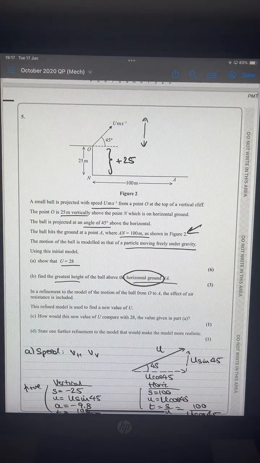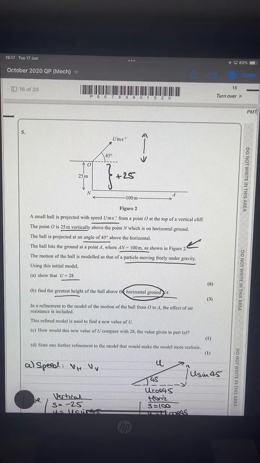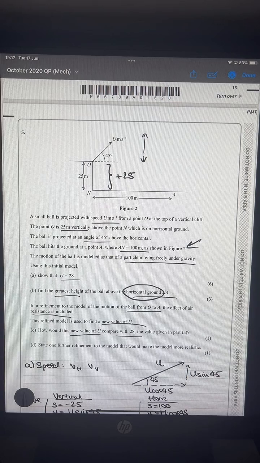In a refinement to the model of the motion of the ball from O to A, the effective air resistance is included. This refined model is used to find a new value of U. How would this new value of U compare with 28? All right, so now we've got to think. Do you guys want to let me know straight away what you think? Is this new value of U going to be greater than the old one or smaller than the old one?